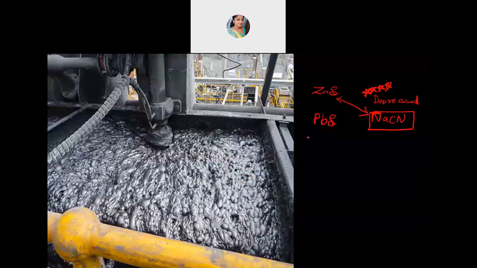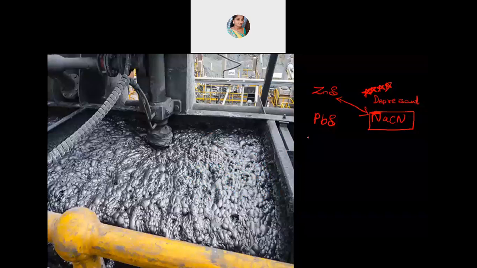When NaCN is added, it will combine with the zinc sulfide and they form a complex. So it will suppress them and allow only the lead sulfide to come in the form of froth, and that will be skimmed off. And then this can be later broken down and separated. So that I have put over here.